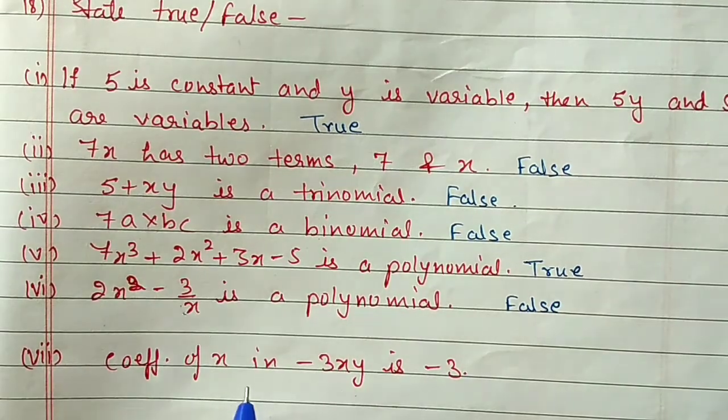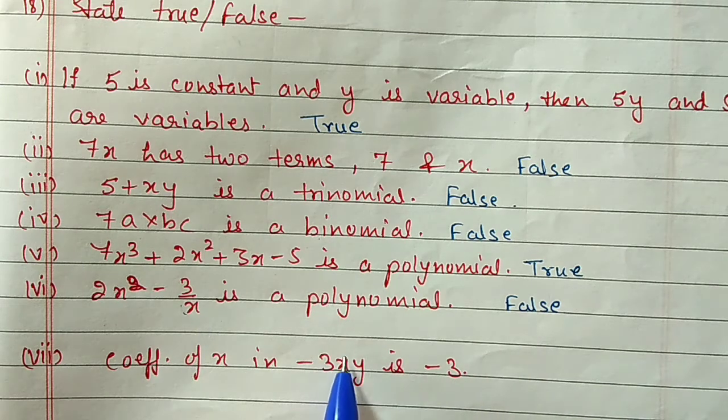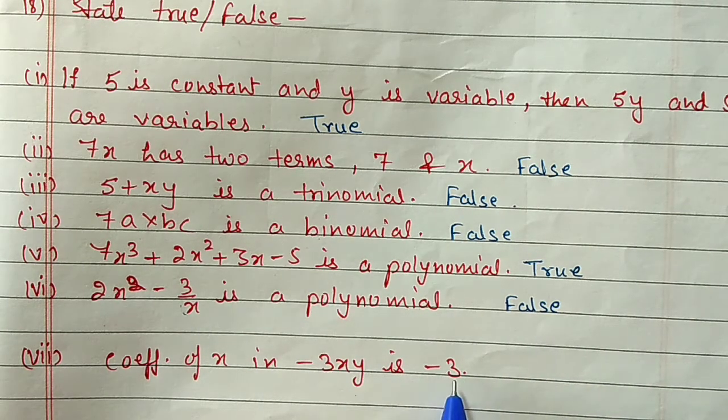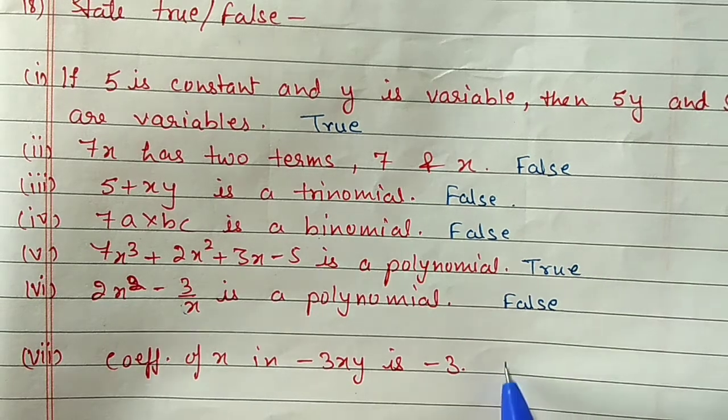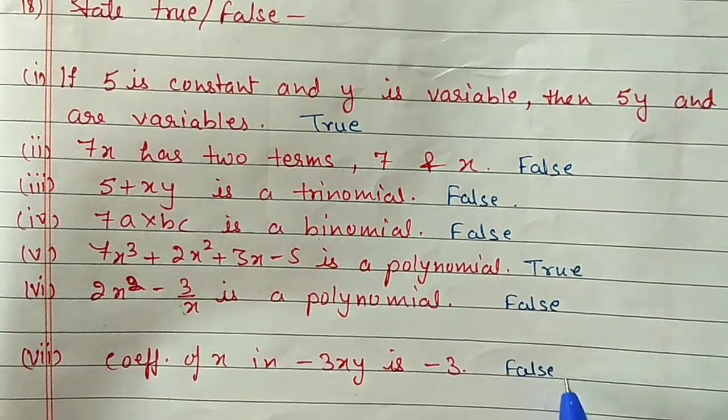Next, the coefficient of x in minus 3xy is minus 3. So if you hide x from here, we will get minus 3y. But they have given only minus 3, so this one is also false.